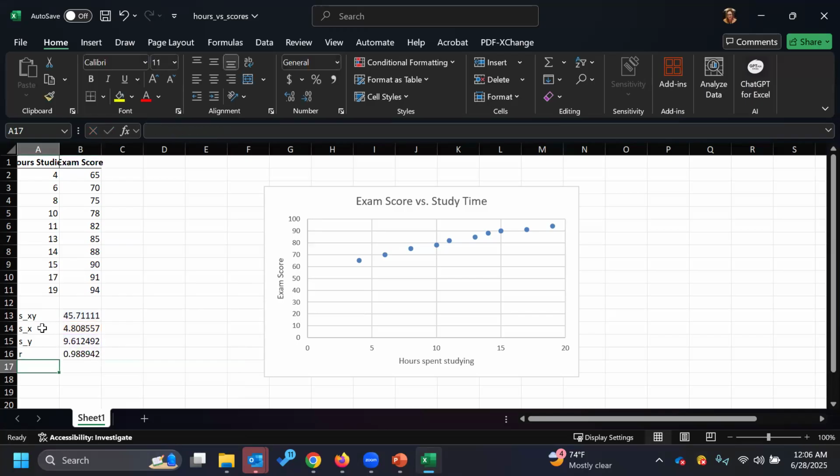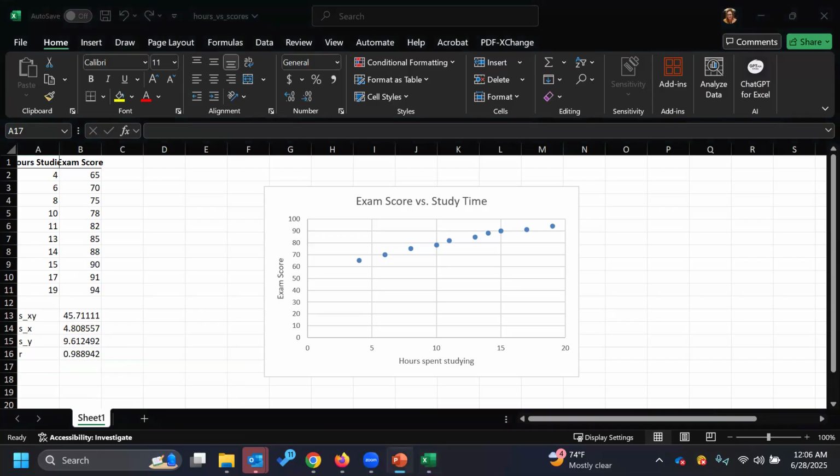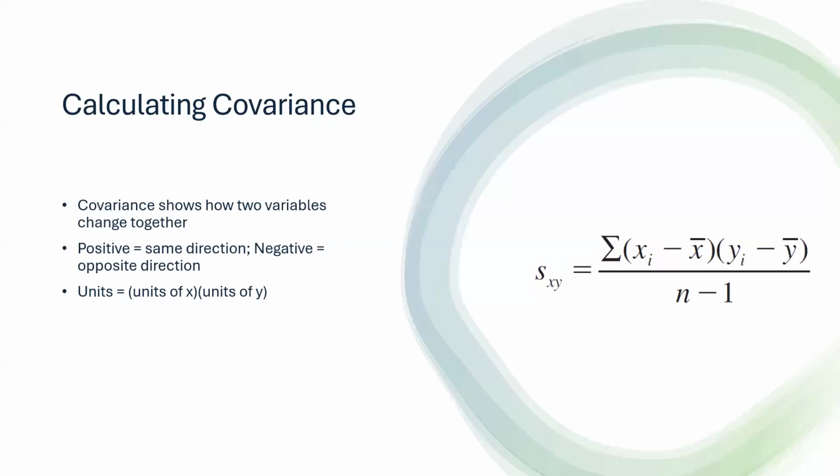So we get a correlation coefficient of 0.99 about. That's very close to 1, suggesting that the points follow a tight linear pattern. This confirms what we saw in the scatter plot. Students who study more tend to score higher. Since R is unitless, it allows us to compare strength across data sets, unlike covariance.